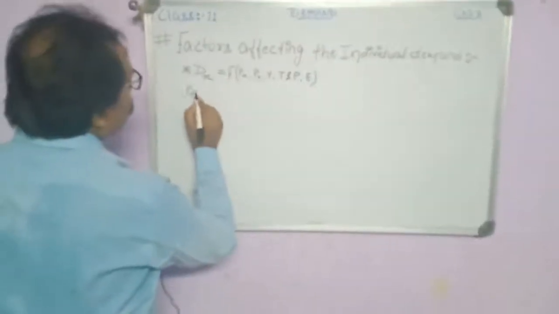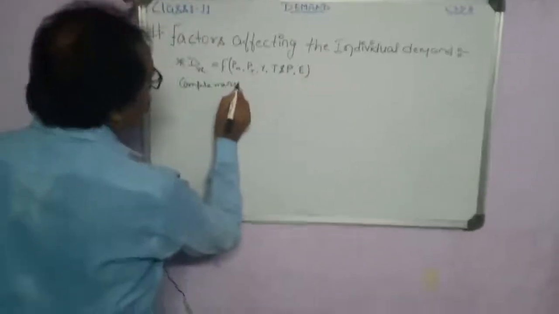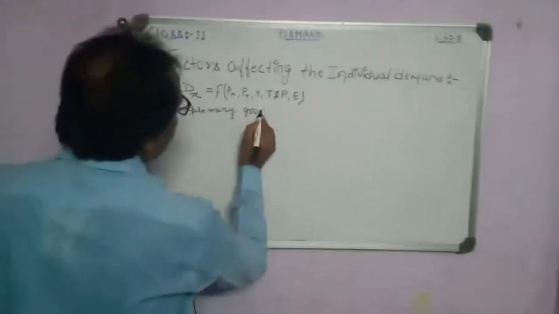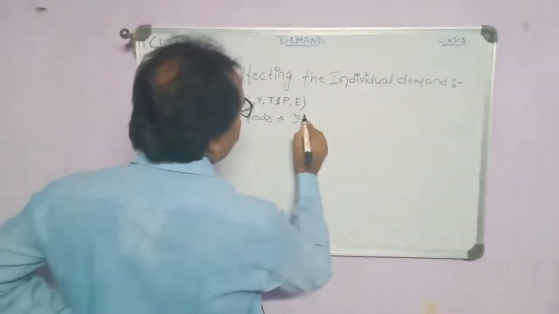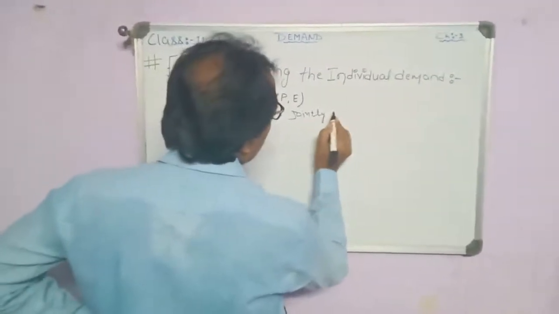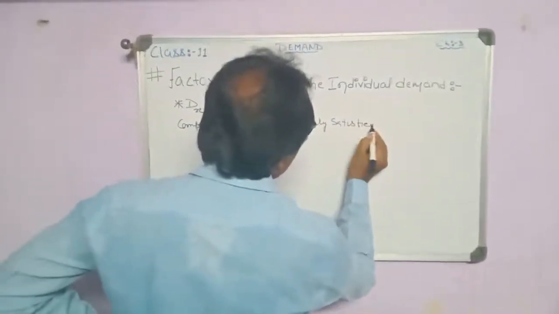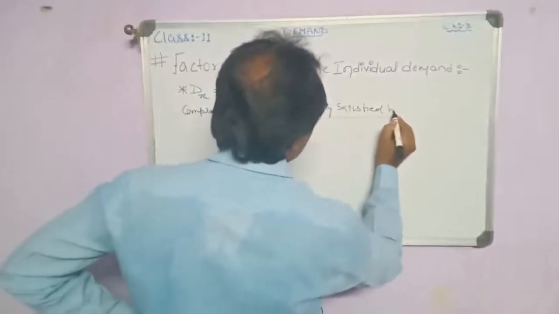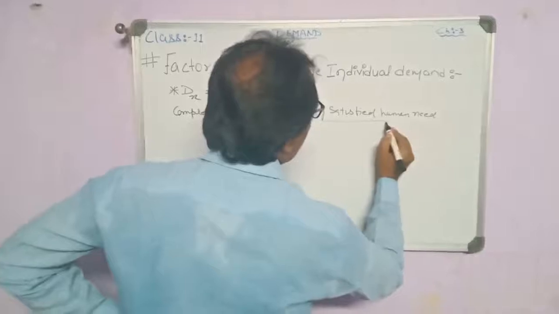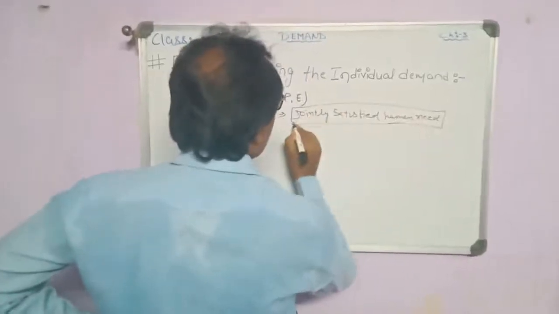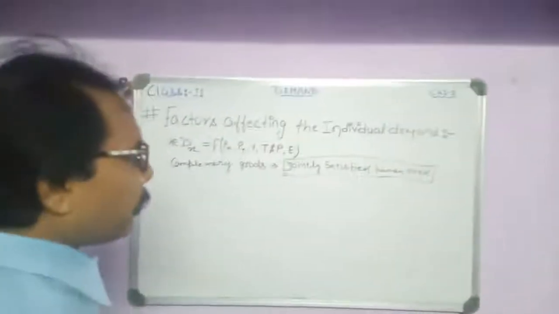Come to the complementary goods. So it jointly satisfies human needs. This is the definition: complementary goods are those goods which jointly satisfy the human needs.